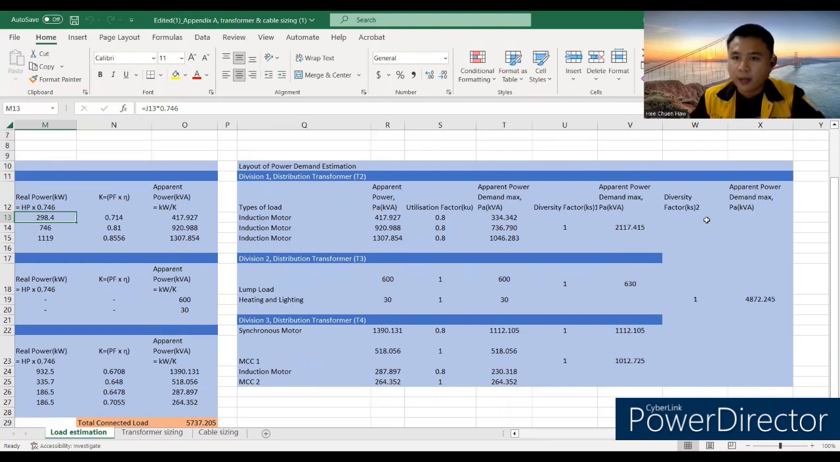Then we have to do the non-diversity factor, since we have another transformer, which is T1. To get the estimated sizing for T1, we have to add all of these together, and we multiply by this diversity factor number 2, whose value is 1. Then we can get the estimated maximum demand for transformer T1.